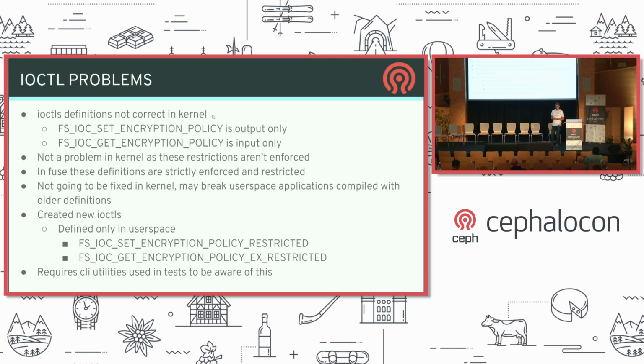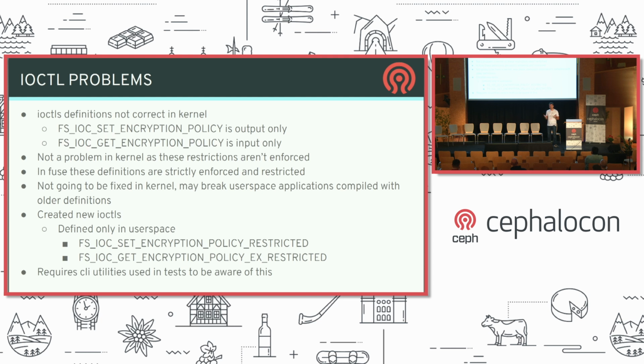One thing that we ran into is we had some problems with the ioctls. Definitions were not correct in the kernel, specifically the set and get policy. In an ioctl definition, you can define various things, and you also can define if it's input or output, so read or write, or both in some cases.